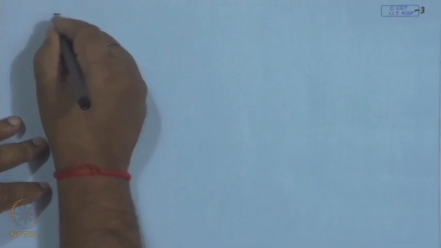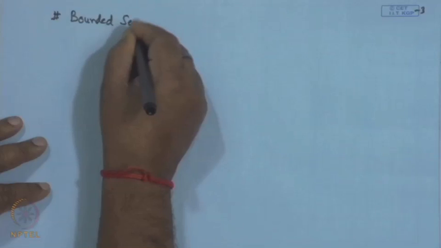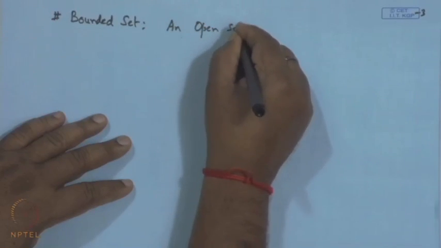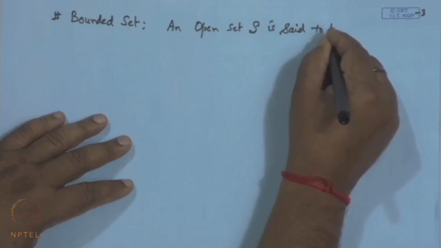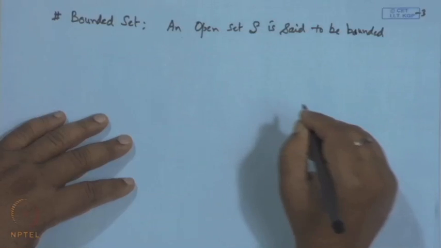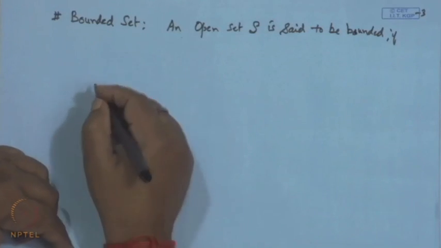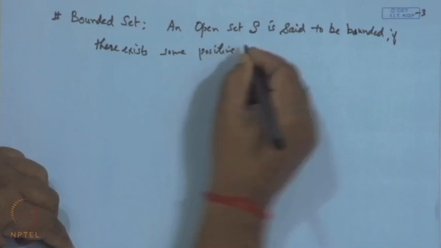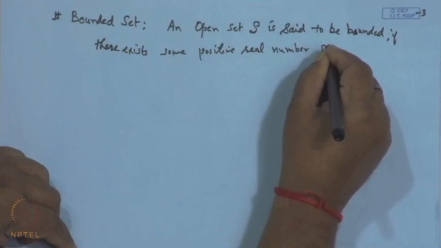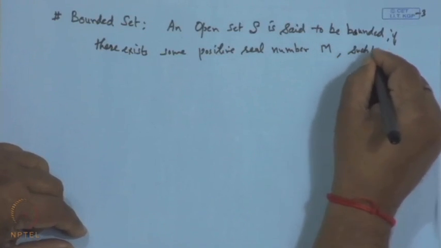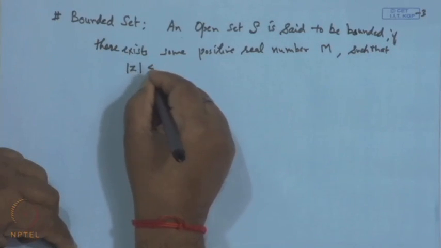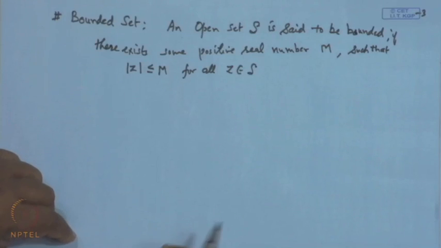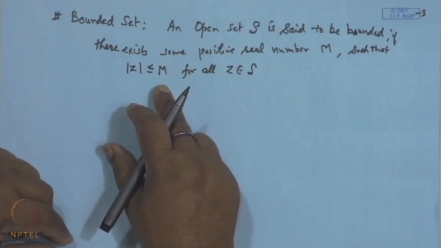The bounded set. A set S is said to be bounded if there exists some positive real number m such that all the points of the set are less than or equal to m in absolute value, that is, mod of z is less than or equal to m for all z belongs to S. If we are unable to get such m, then the set is said to be unbounded.